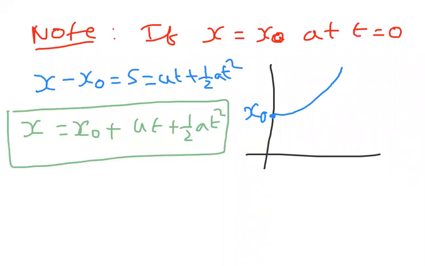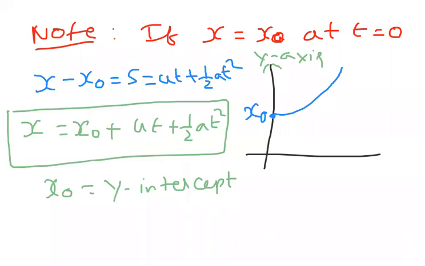This x0 is the y intercept. x0 is called the y intercept. So we are starting the graph from the y axis. Like that we can draw. If they mention x equal to x0 at t equal to 0 and constant acceleration, this information is for constant acceleration.